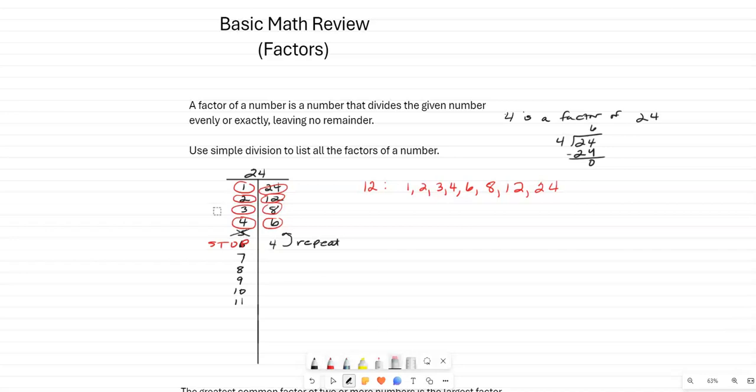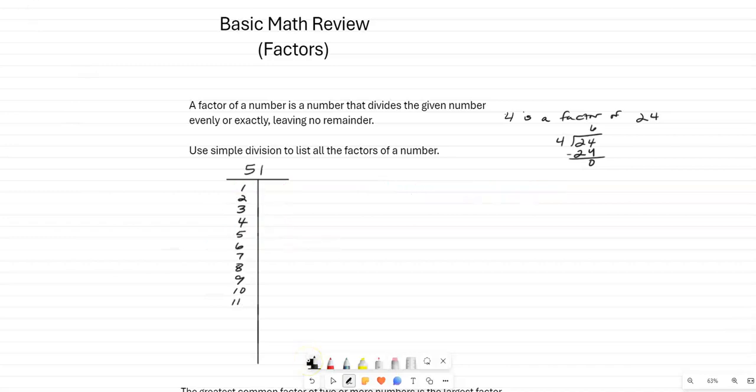Let's do another example of finding all the factors of a given number. So here's our next example, 51. We are going to find all of the factors of 51. So I'm listing 1 through 11 on the left side of my table, and I'll begin dividing 51 by each number. I don't necessarily need a calculator to write down 1 times 51 here. So putting the 1 and 51, we already know that, right? So let's start with 51 divided by 2.